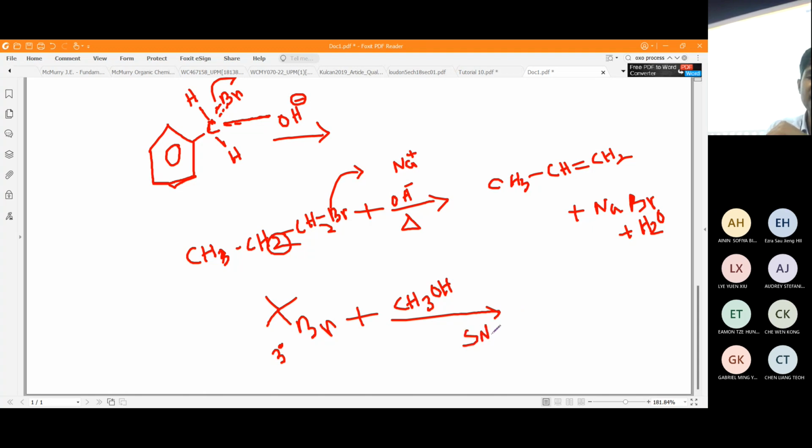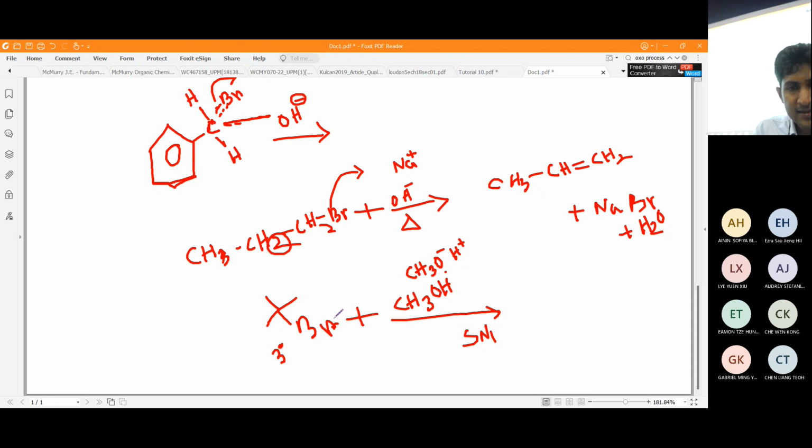SN1 type of reaction means this bromine will go away first. The nucleophile is also a big molecule. It's not like the hydroxyl ion. It is a big one, CH3O. It is producing CH3O, but we are not writing it as CH3O- because there is a hydrogen ion in presence. So it does not dissociate 100% to give the methoxy ion. So this is a bigger one.